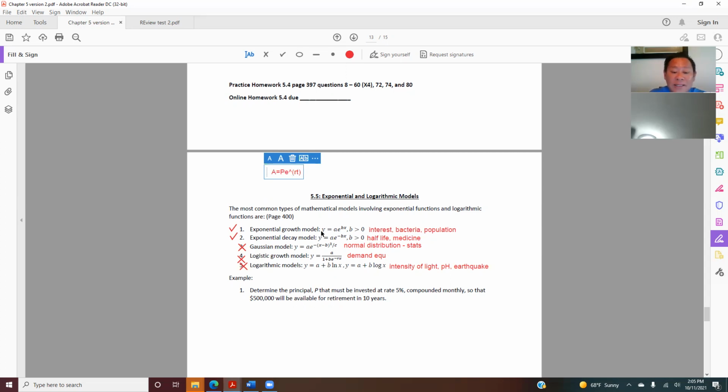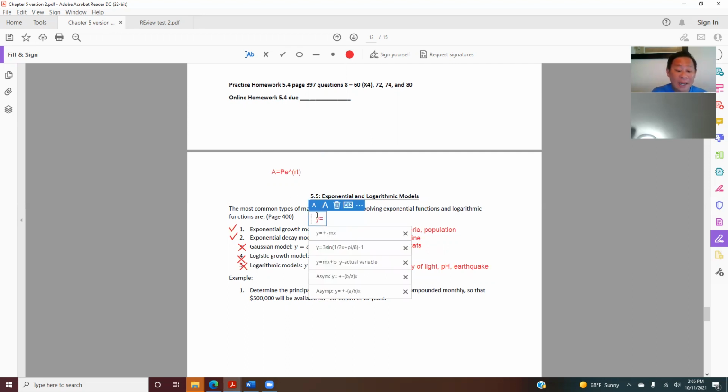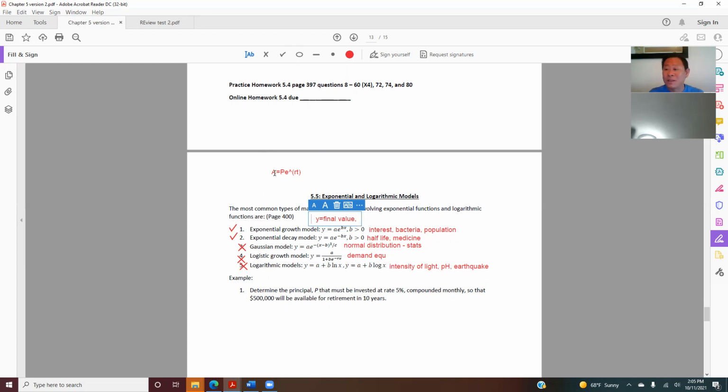Some of you will ask me what Y equals A e to the power of BX stands for. If you look at Y here, Y in this case is the same thing as A, your final amount. So Y is your final value, the value at the end after a certain time.